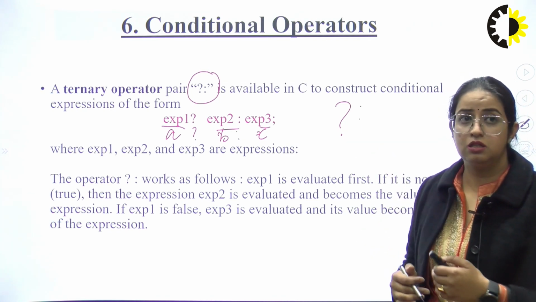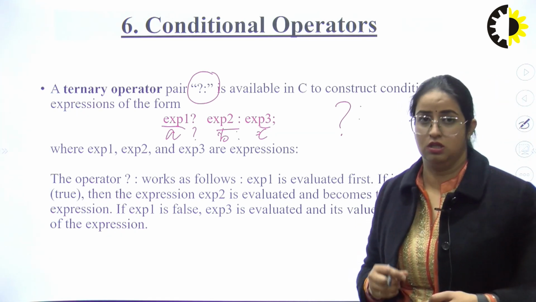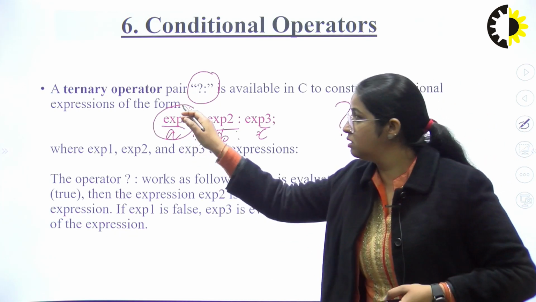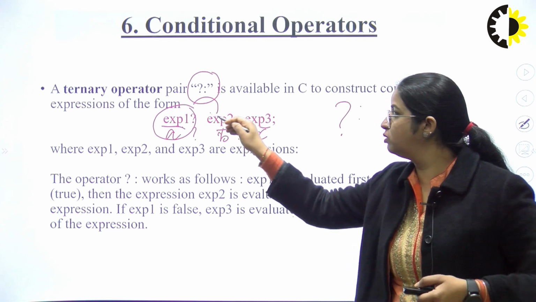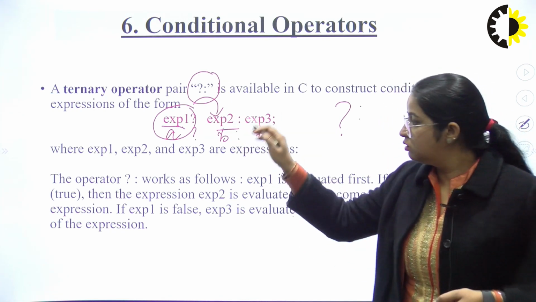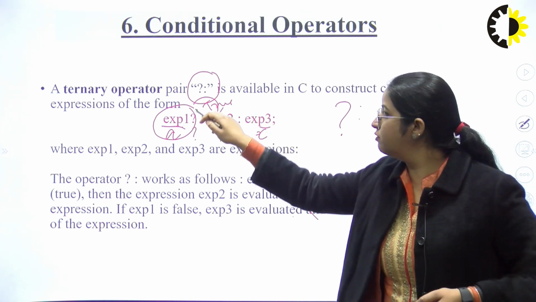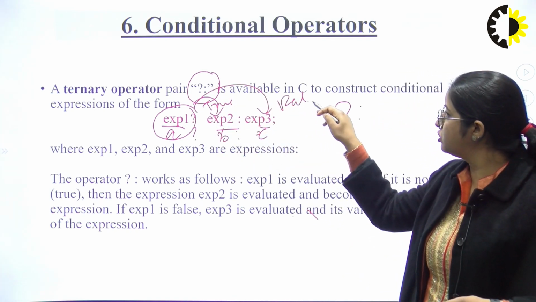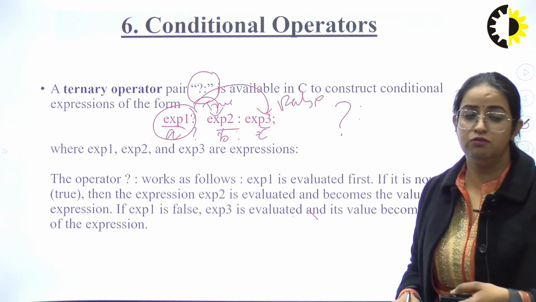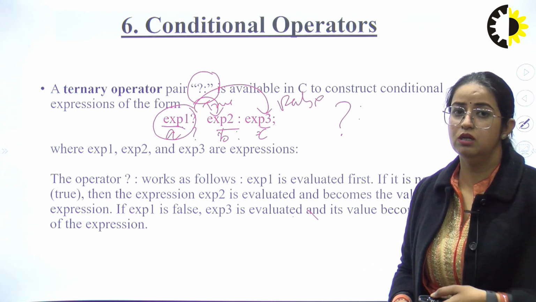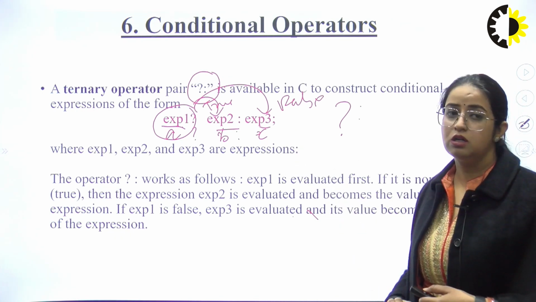What does the ternary operator do? The ternary operator is basically used for checking conditions. If the expression we give is true, it will give you the output expression 2, and if the condition fails, it will give you expression 3. It works similarly to an if-else condition. Among the control statements we have if-else conditions, and it works similarly to that.